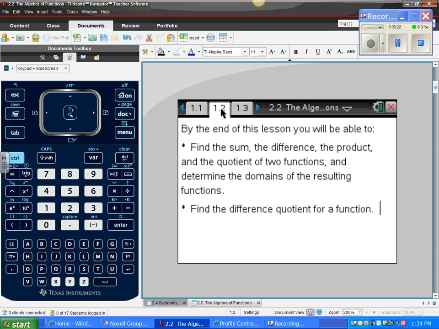Find the difference quotient for a function. Now, the difference quotient for a function is something that you have never seen before, and this is going to lead into calculus, so it's very important that you pay attention to the second half of this lesson.